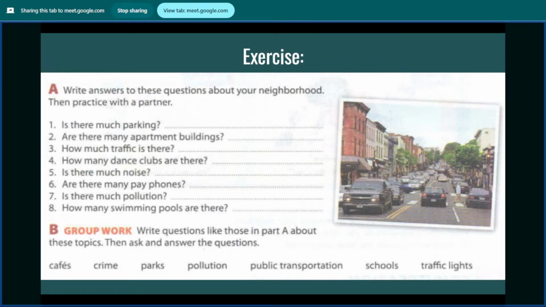And is there a lot of pollution in your neighborhood, in your area? Pollution. There is a lot of pollution. Pollution is uncountable. There is a lot of pollution.